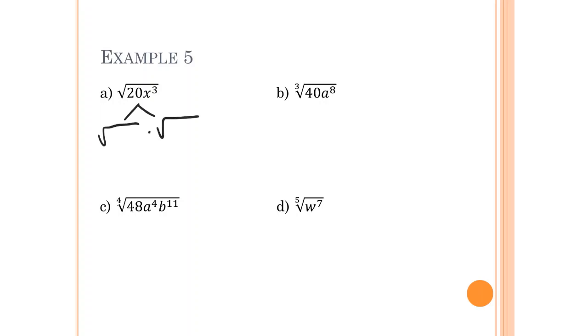The first radical, I want to put everything under there that can simplify, or that I can take the square root of, and then everything that I can't take the square root of, I'll put in the other radical. So think about the number first, 20.